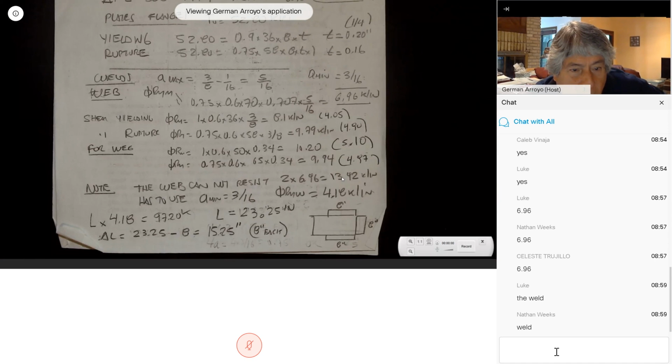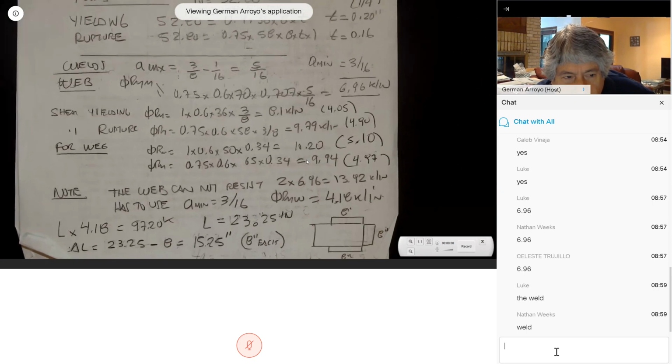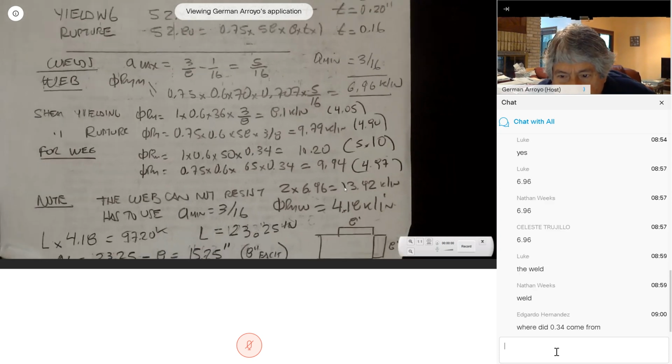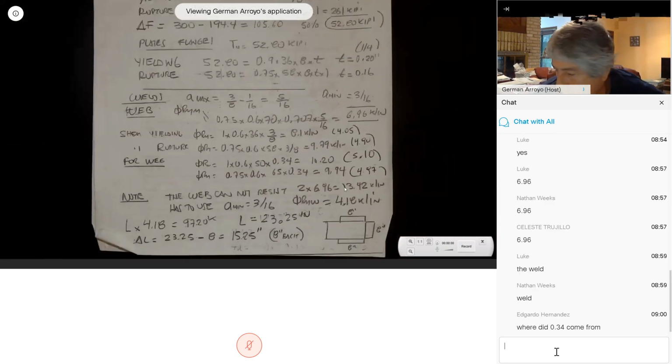Why? Because look at the capacity of the web, 10.2, 9.94.